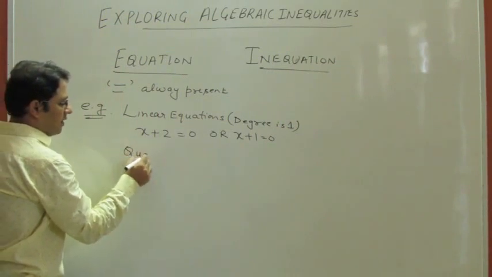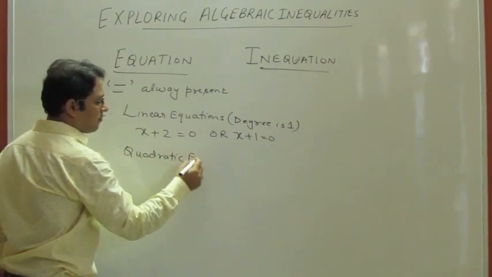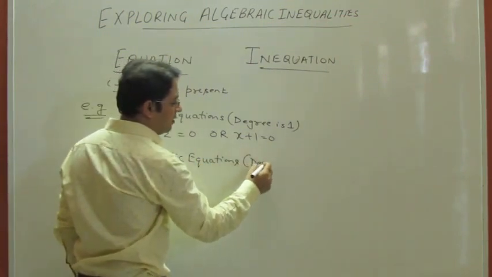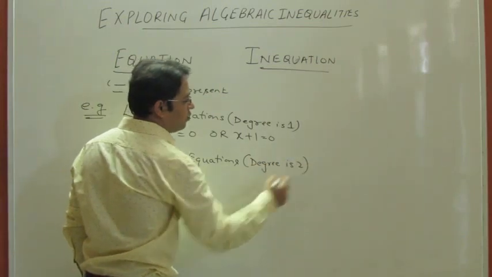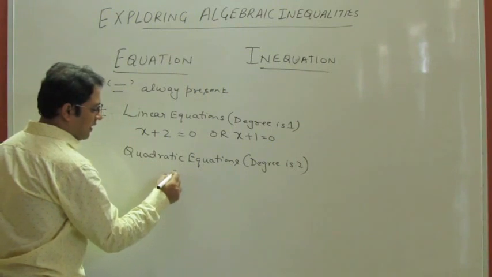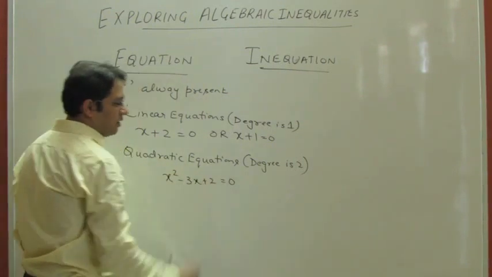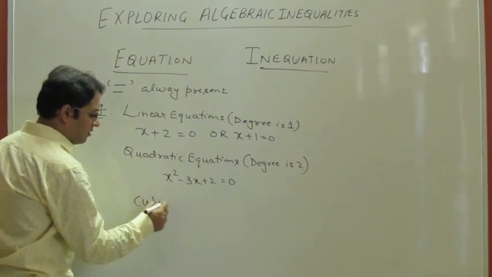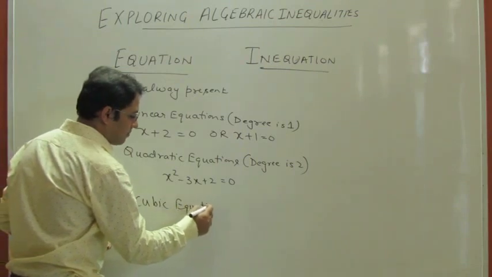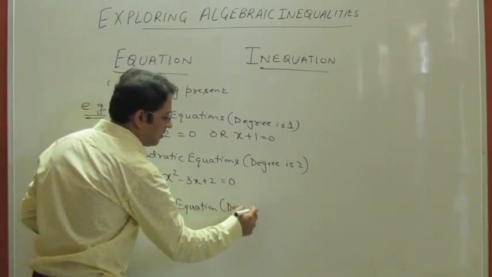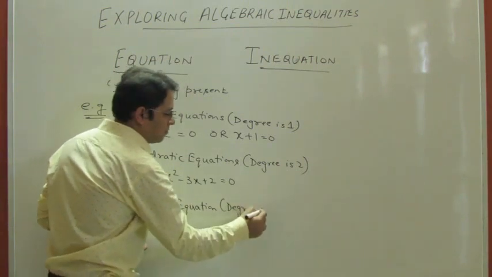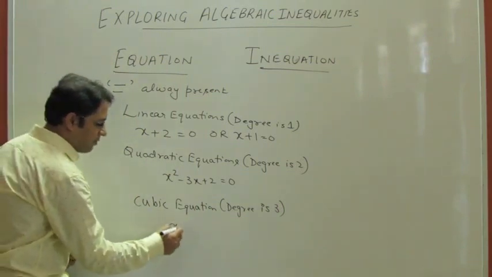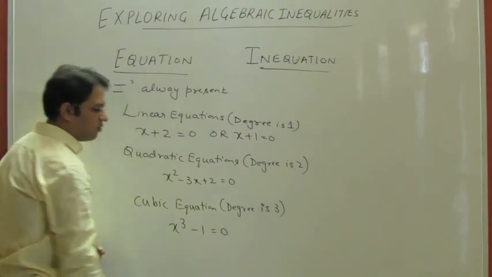Now similarly we have quadratic equations. Quadratic equations are those where the degree of x is 2. For example, I can write x square minus 3x plus 2 equal to 0. So there will be two values of x. Then we can have a cubic equation, where the degree of x is 3. So we can solve these types of equations as well. For example, x cube minus 1 is equal to 0.